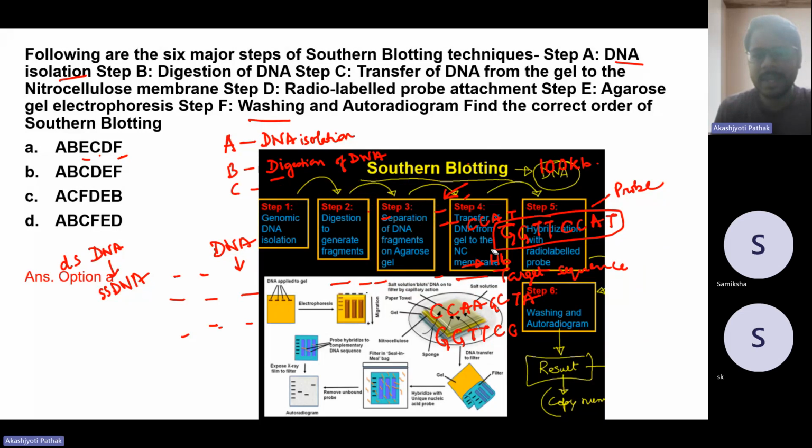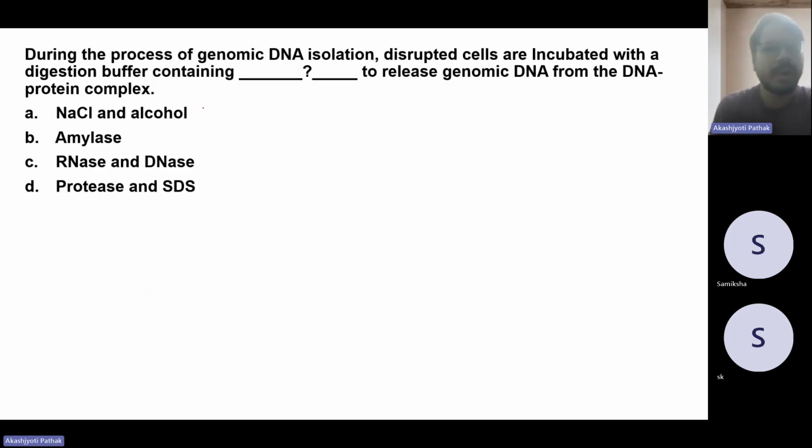So this is directly from the slides I've added from the video lectures. Here also this was nicely explained. There are 6 steps: genomic DNA isolation, then you digest it to generate fragments, then you separate it on an agarose gel, and then transfer the DNA from the gel to a nitrocellulose membrane. Then hybridization followed by washing and autoradiography. Okay, now answer the next question.